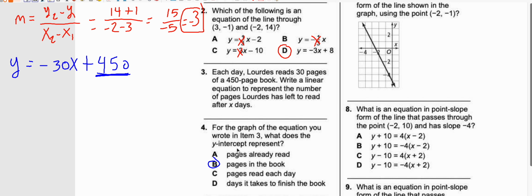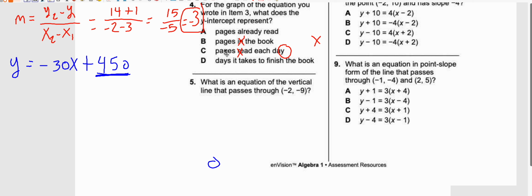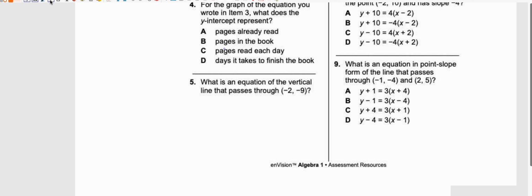Number 5. That's fine. There you go. What is an equation of a vertical line that passes through -2, -9? This was the one yesterday where I said if I could pop your brains open like a pop can and pour something in there, one of the things I would choose to pour in is how to handle vertical and horizontal lines.